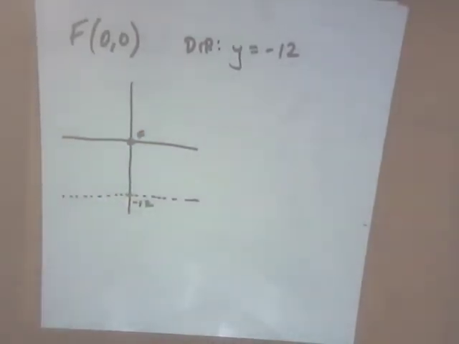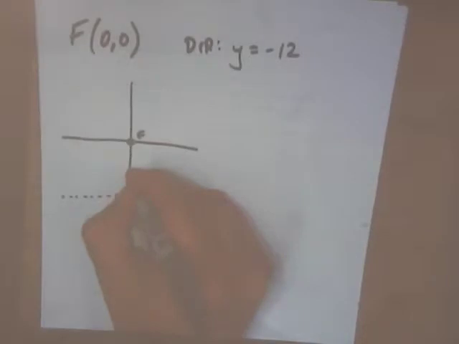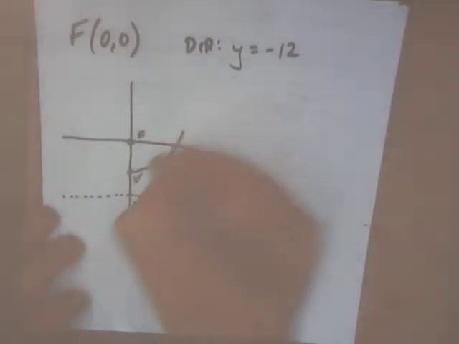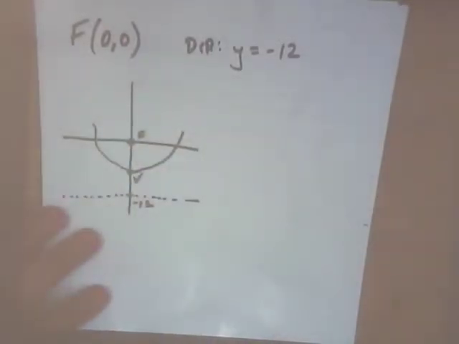So which way is this opening? Up. What's my vertex? 0 and negative 6. It'd be right in the middle, right? So the vertex, and it opens around the focus, right? So it's opening up in the y direction. So we're going to use the y equation.